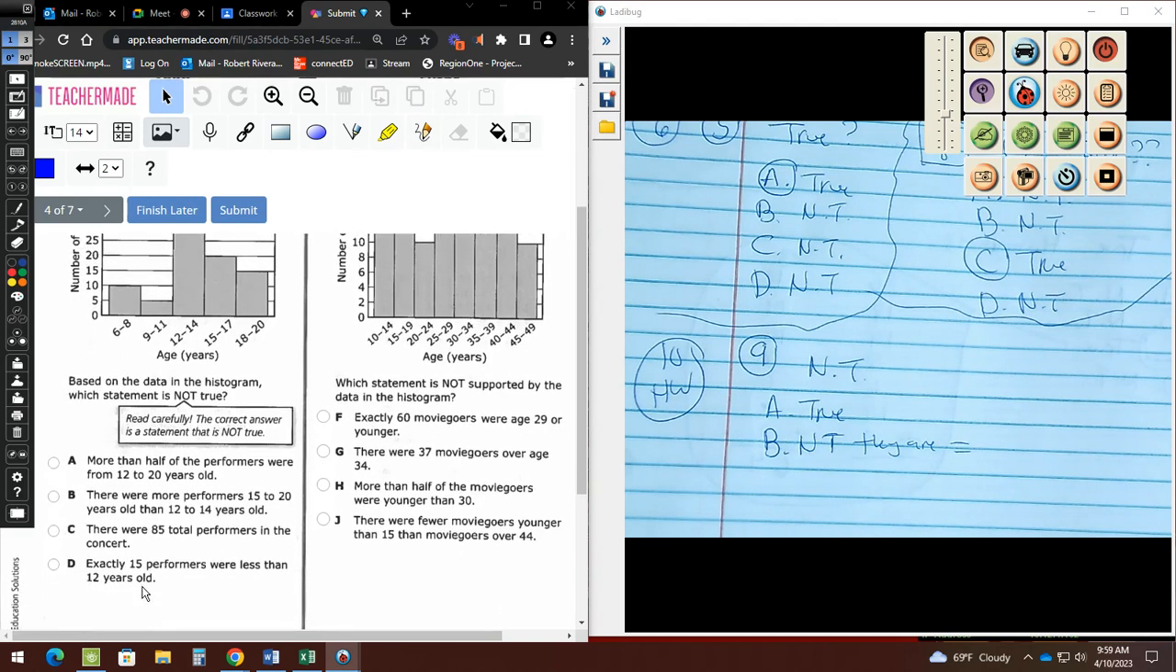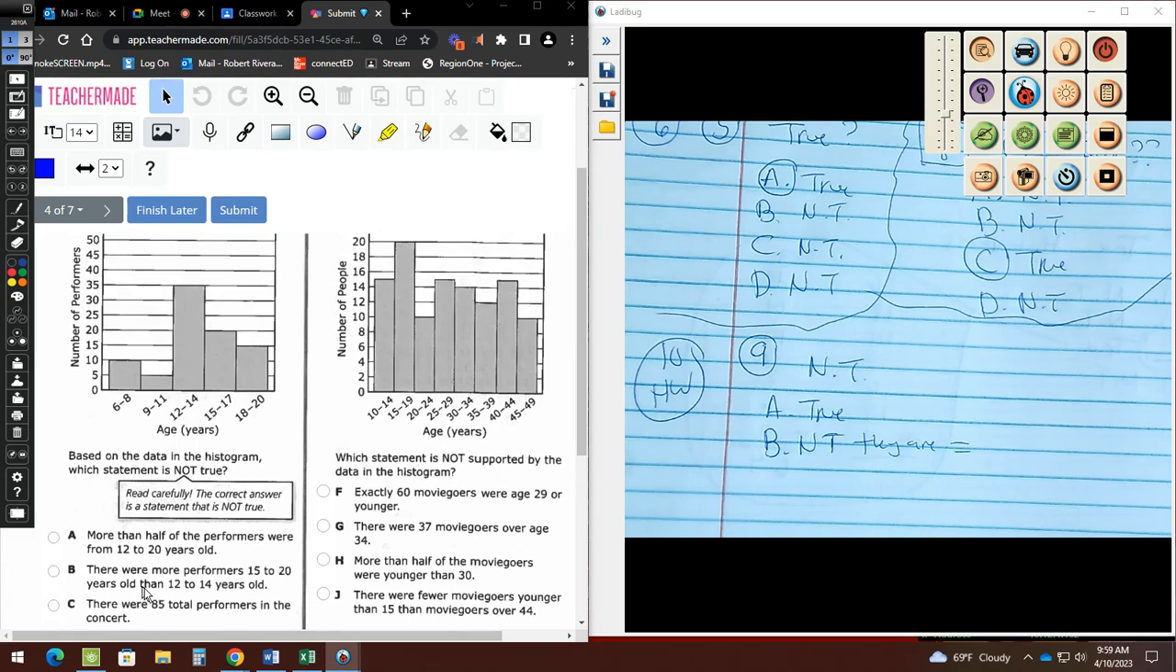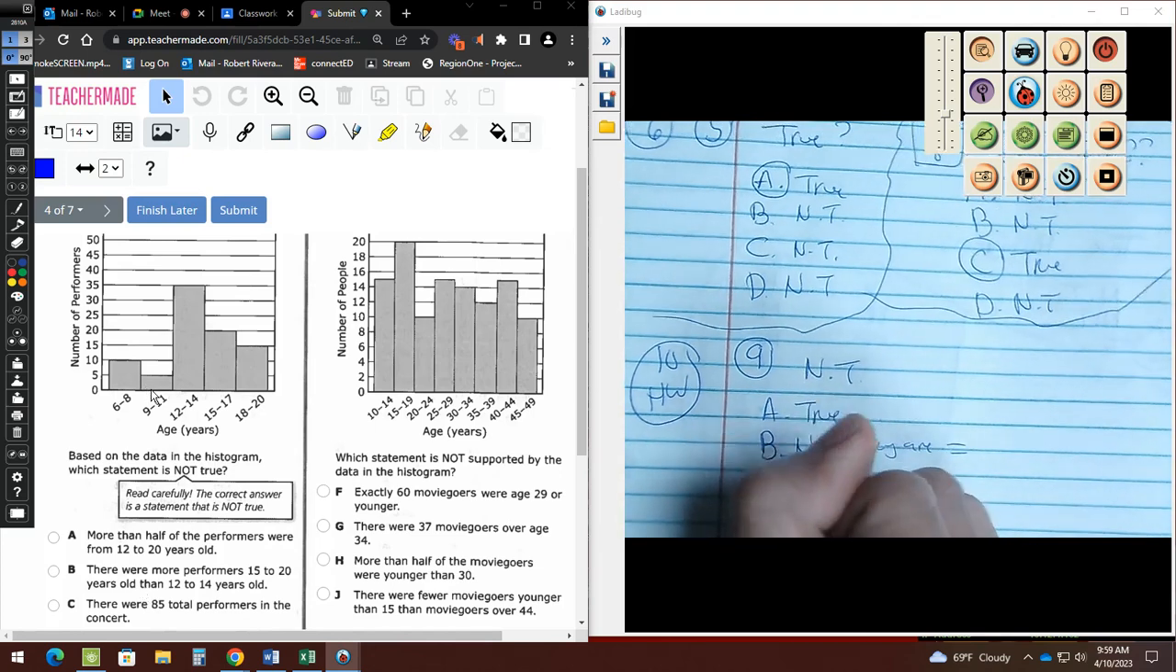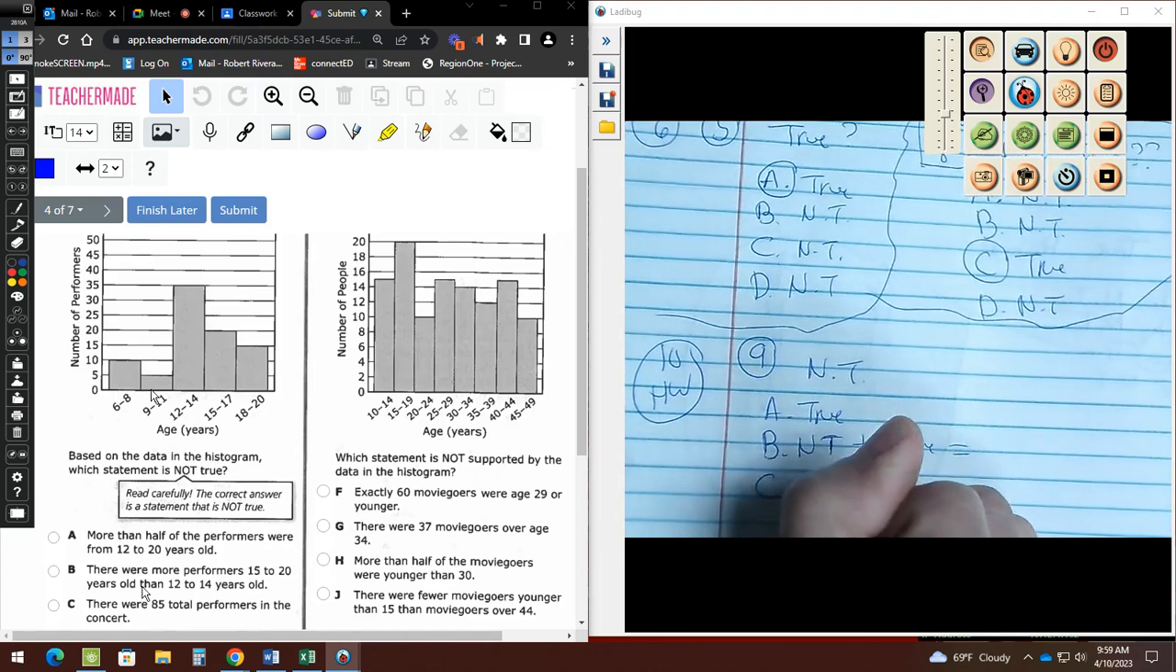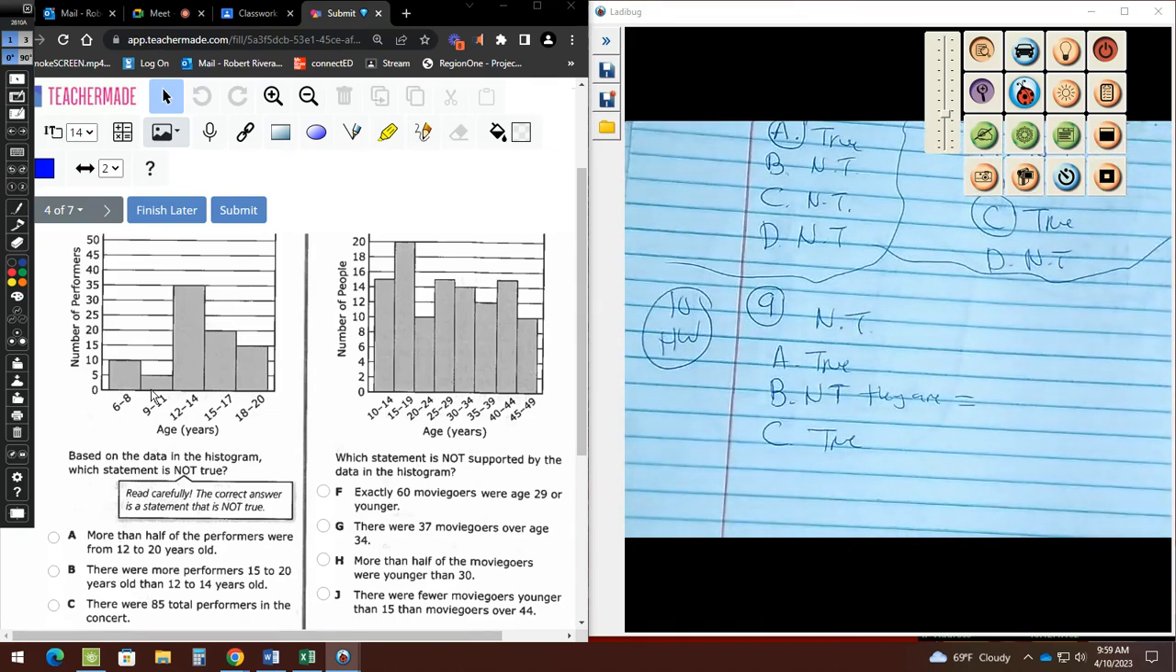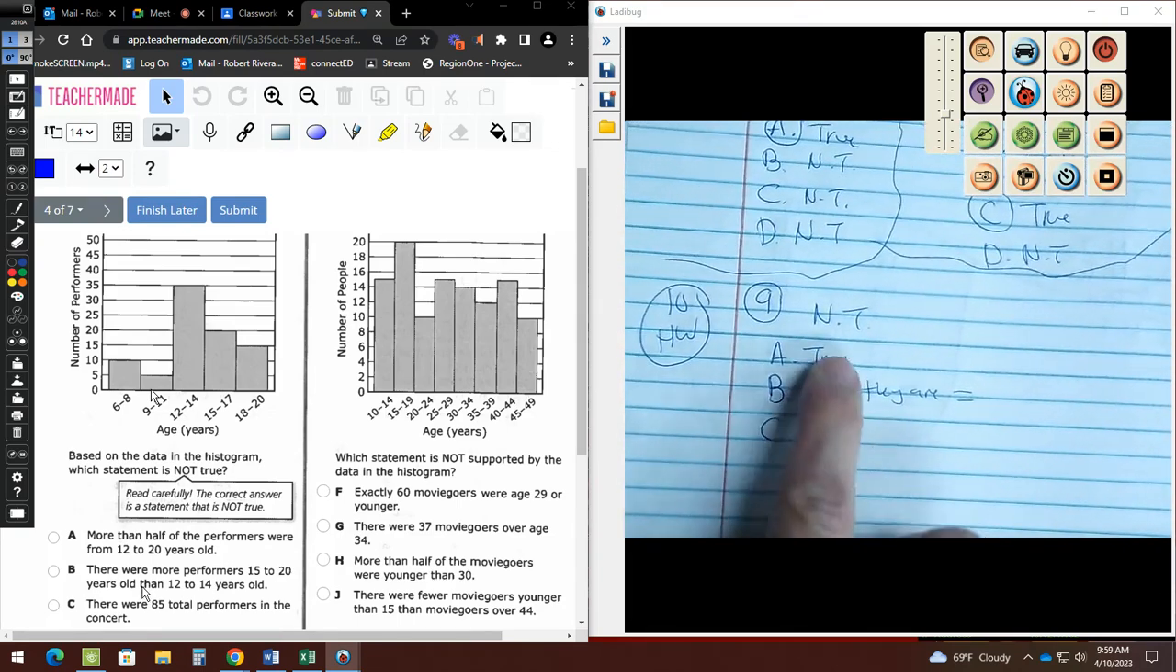Letter C. Angelique, there are 85 total performers. You don't have to just tell me, just what would you do to know there's 85 total performers? Add them all. Look guys, just with 35 and 35, it's already 70. We just did these, right? What's 35 and 35? 70. Plus 10? 80. Plus a 5? So guess what? Letter C is true. There's 85 performers, right? But since they want not true, that's why these are dumb and dumber.